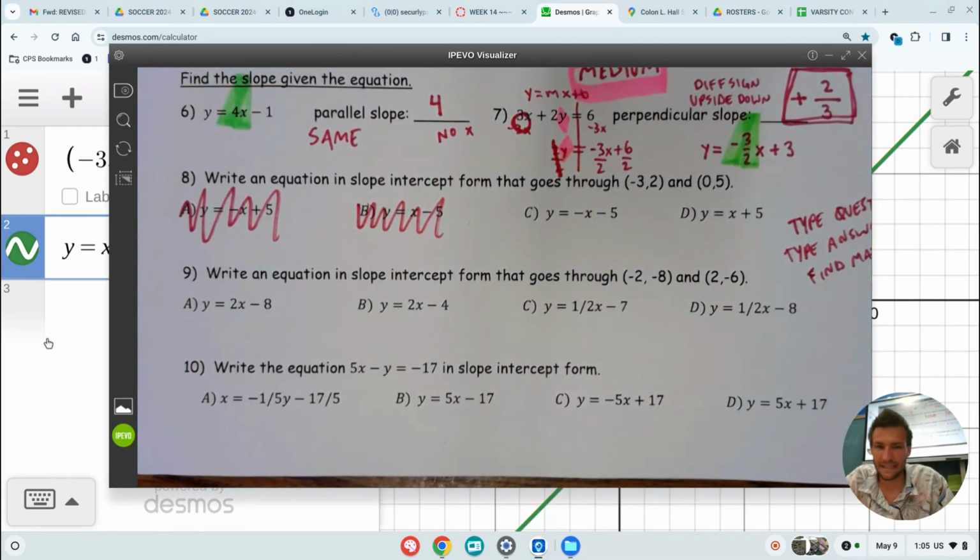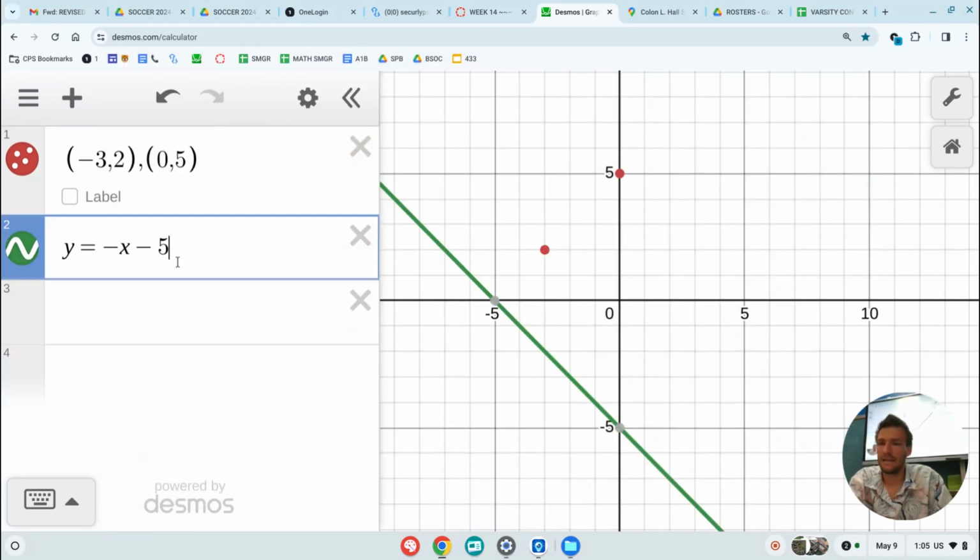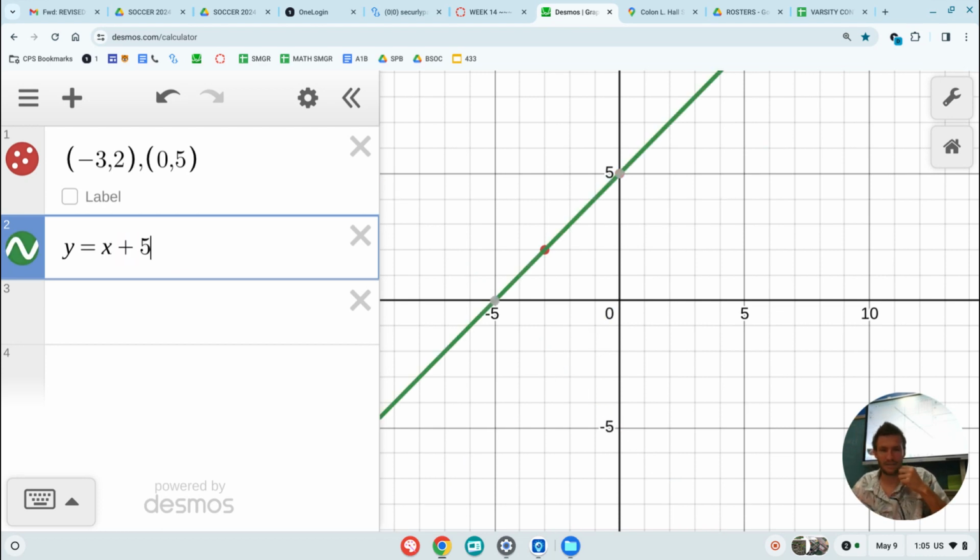What about C? -x, -5. Doesn't work. And then D, x plus 5. Thank you, Ms. Gonzalez. I appreciate that. So it is not until we get to letter D that we find the answer.